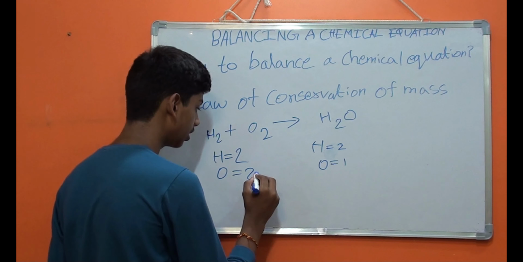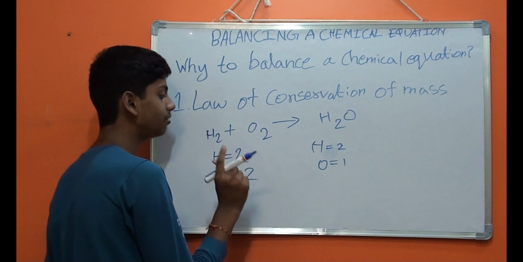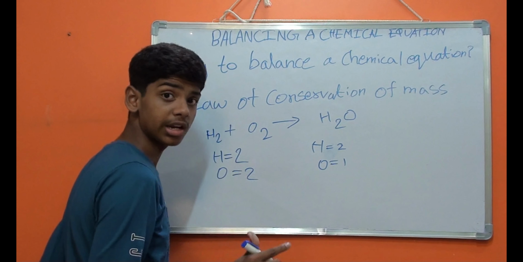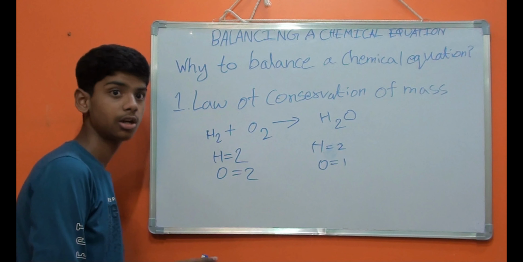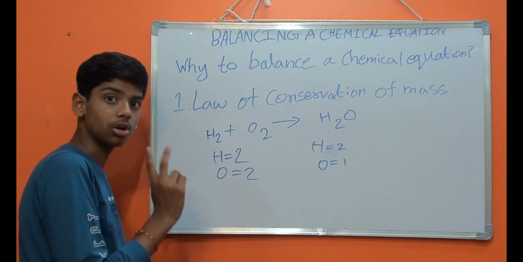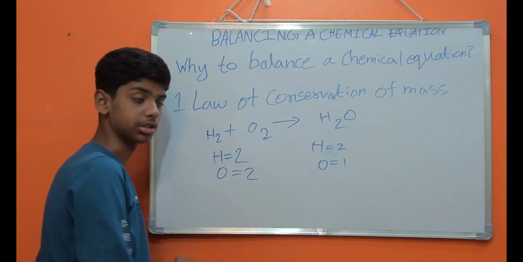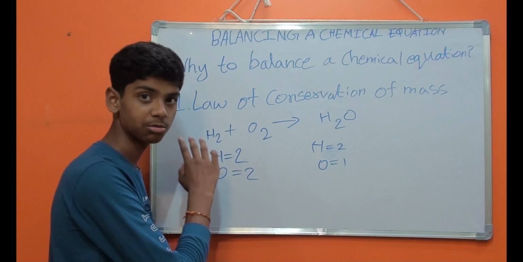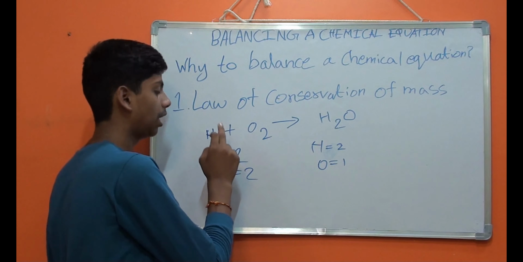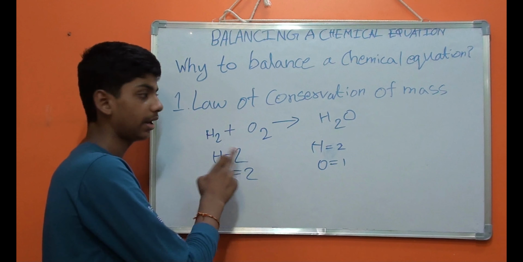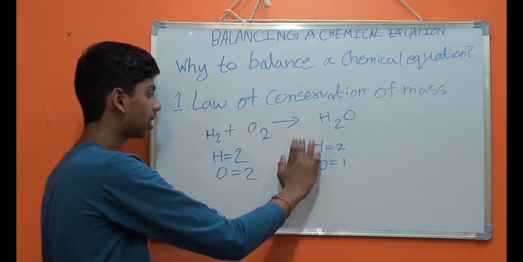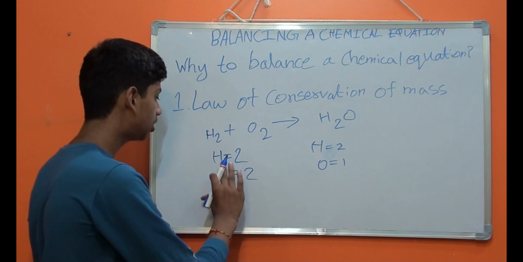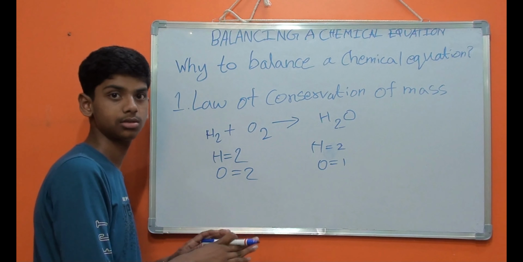So here we have two atoms in which one atom is transferred to this side. What happens to the other atom? That law states that we cannot create or destroy mass in a chemical equation. But here one atom is lost, which means an atom is destroyed. So we cannot write this equation as it is. We have to balance it. To balance it, both sides must have the same number of atoms.